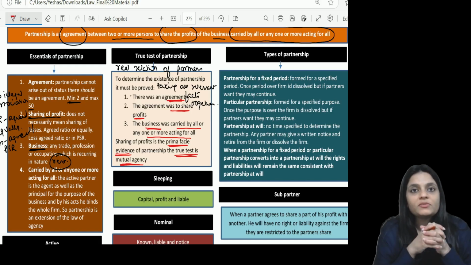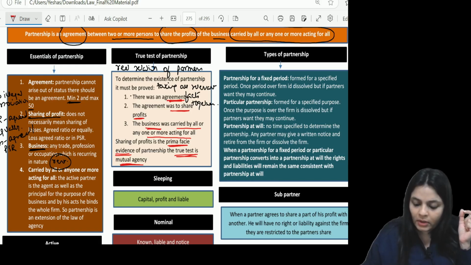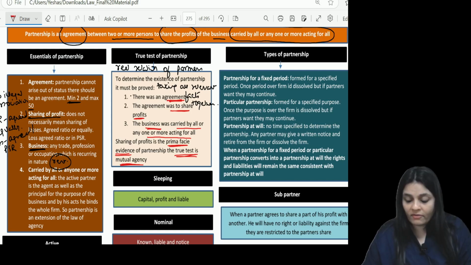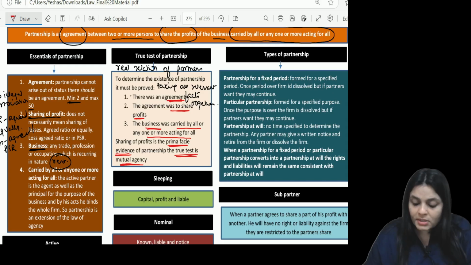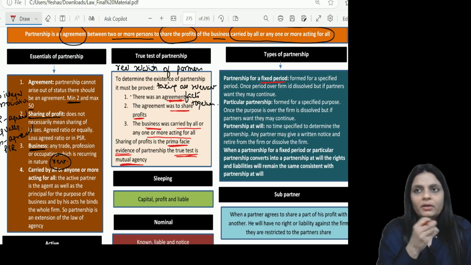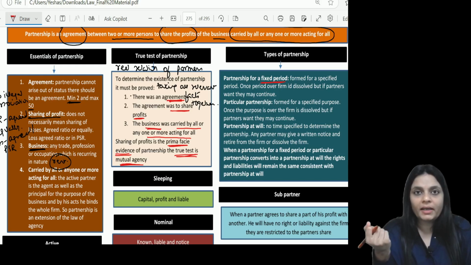Now, what are the different types of partnerships that we have? You can have a partnership for a fixed period, a particular partnership, and a partnership at will. What is partnership for a fixed period? Obviously, the name tells it is formed for a period of time. Who decides this period? As such, nothing is given in law. Partners will decide. It can be for a day, for an hour, or even for years or months.